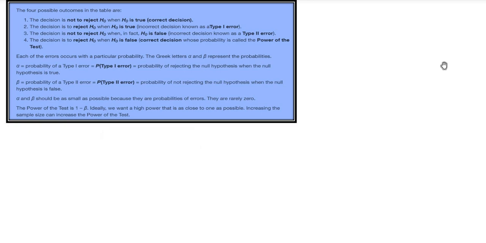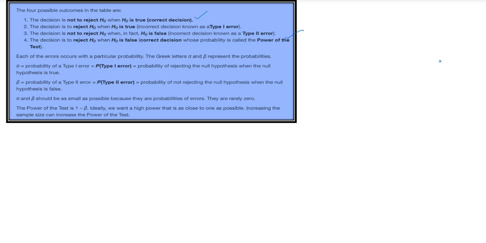Now we can conclude this way. The decision not to reject H naught when H naught is true is a correct decision. And rejecting H naught when H naught is false is again another correct decision. The other two are wrong decisions. That is what is called errors.